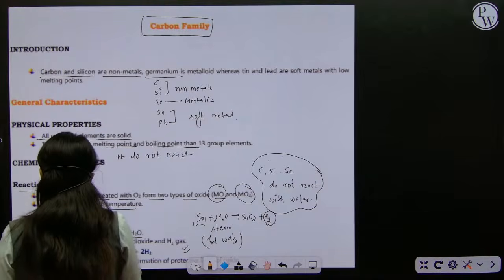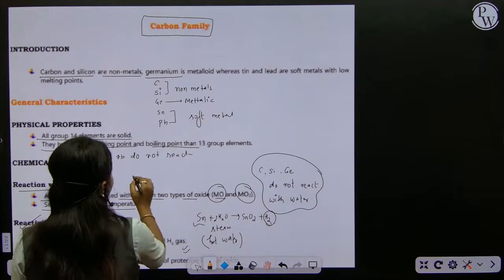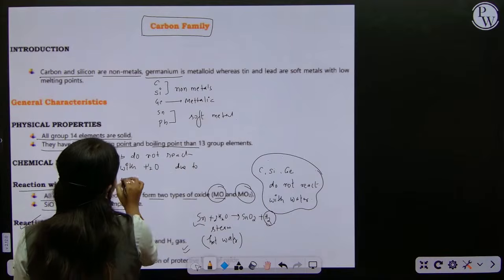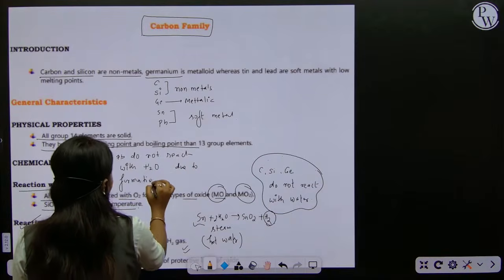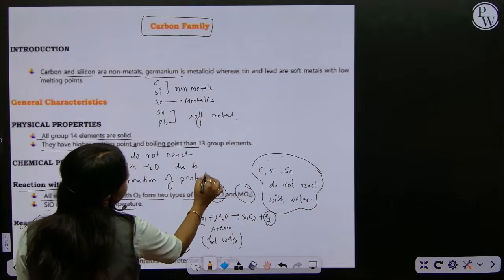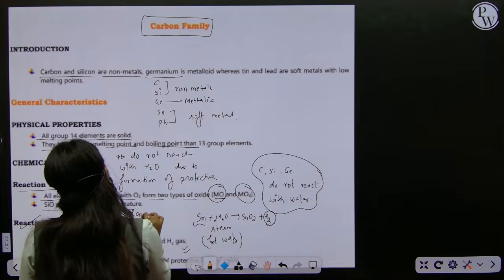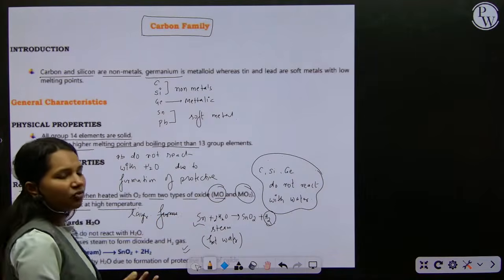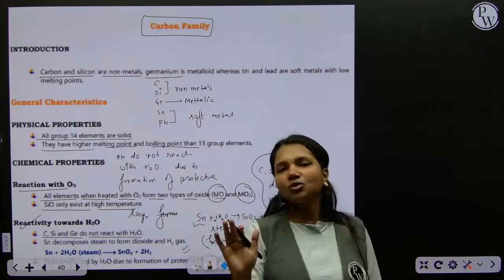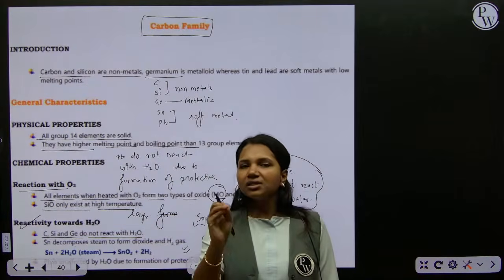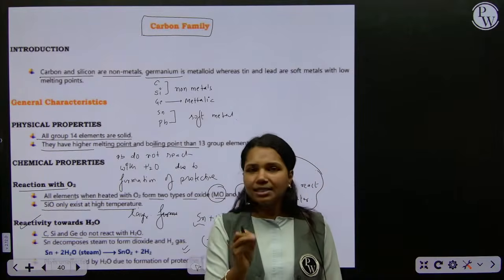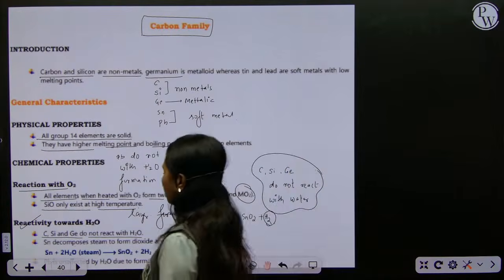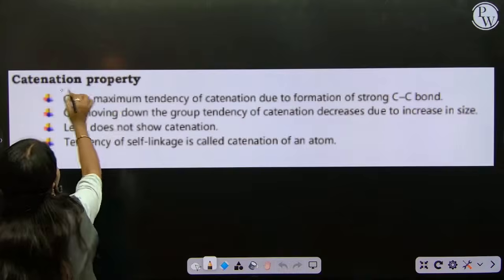So lead does not react with water due to the formation of a protective layer on itself. Who does not react with water? Lead does not react with water. Carbon, silicon and germanium do not react with water. Only tin decomposes steam into SnO2 and H2.